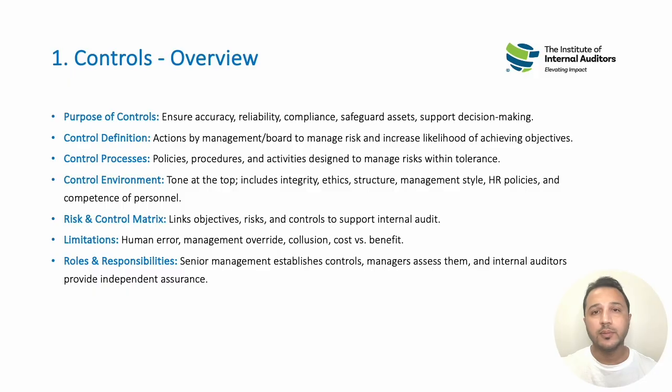Control environment: whenever we try to assess an organization in terms of controls, we look at the control environment, or you can say the risk maturity of the organization. If we classify an organization as risk mature, it means they have effective controls to manage their processes. And if we classify an organization as less risk mature, it means their controls are not effective, or not defined or designed in a proper way.